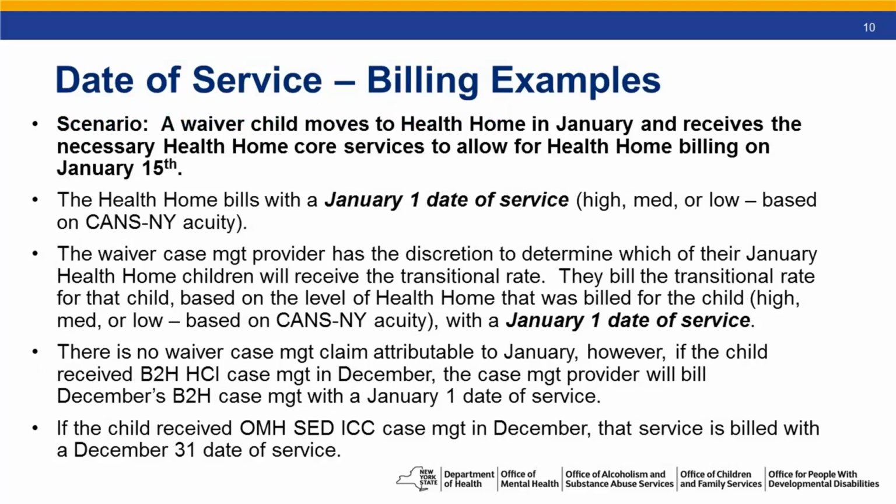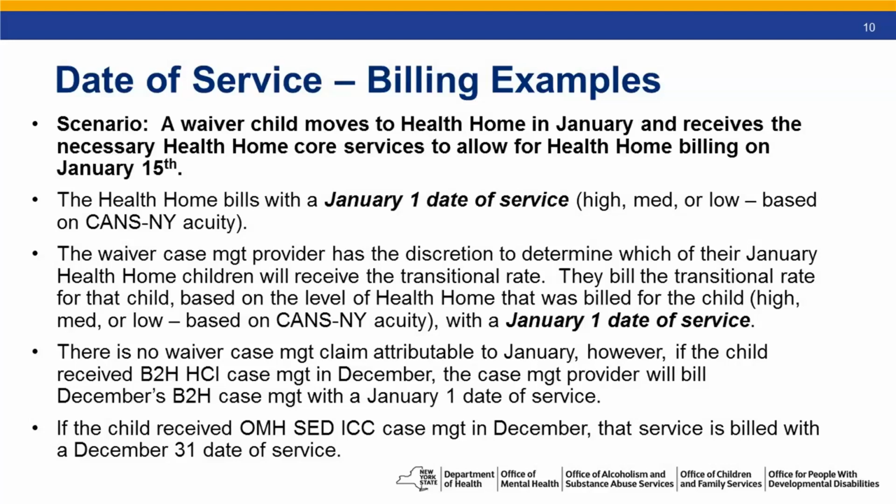So the second slide, as far as the dates of service, is just another example of a scenario where a waiver child moves to health home in January and receives the necessary health home core services to allow for health home billing on January 15th. I just went over this, but I think it's really important, so I'm going to do it again. The health home bills with a January 1 date of service, whether it was high, medium, or low, based on the CANS New York acuity.